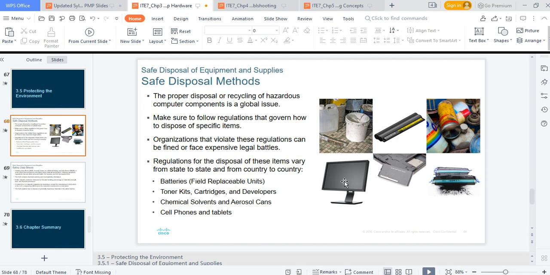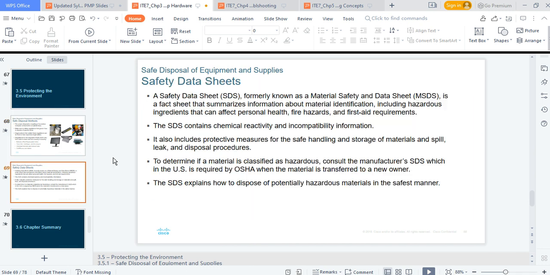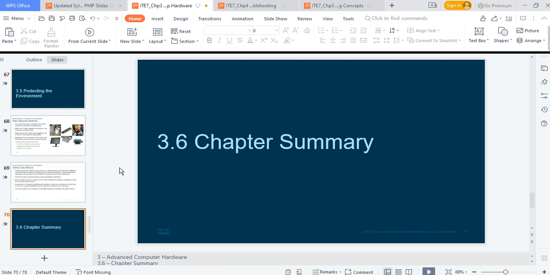Older systems have the bigger ones, what we call the cathode ray tube, that looks like this, very big, right? We call it the guy with the big stomach. It consumes high power, so this consumes less power. So you should dispose of it properly. And most of them have data sheets to tell you, by the OSHA standard, how to properly dispose of these things. Okay, we're done for module 3.